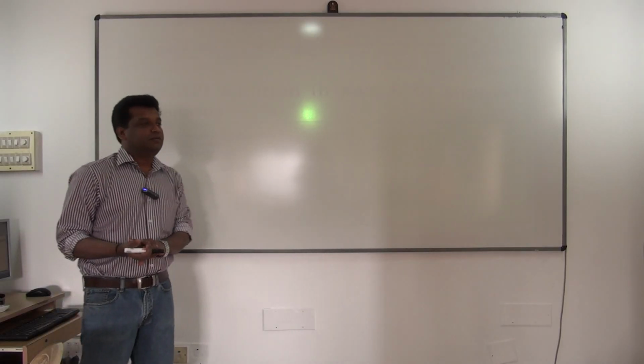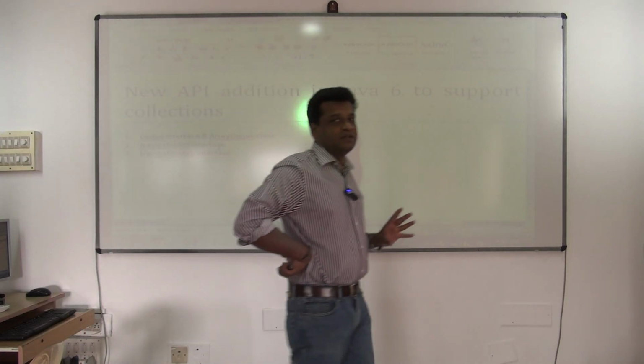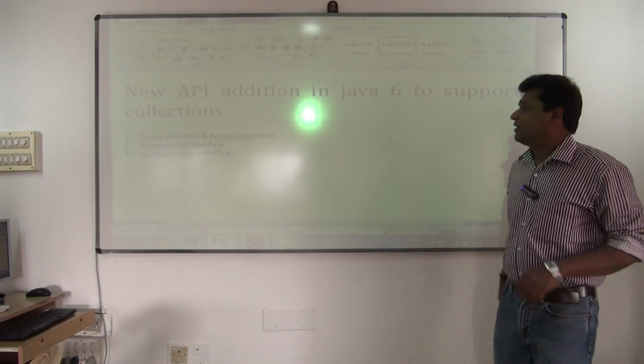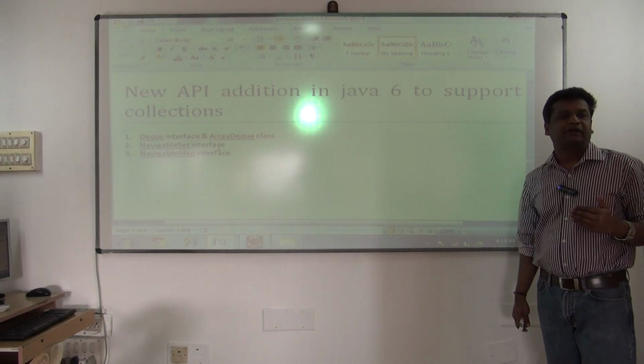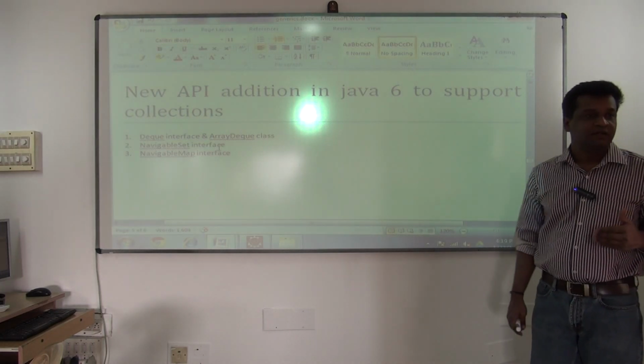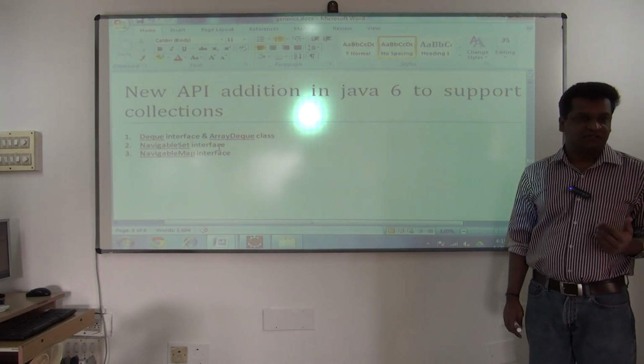Okay, in today's session we'll see what were the new features added in Java 6 to particularly support collections. See, in Java 6 there were hardly any changes in the language, they only added some classes and interfaces to support the library. So they gave some extra support to some extra data structures.